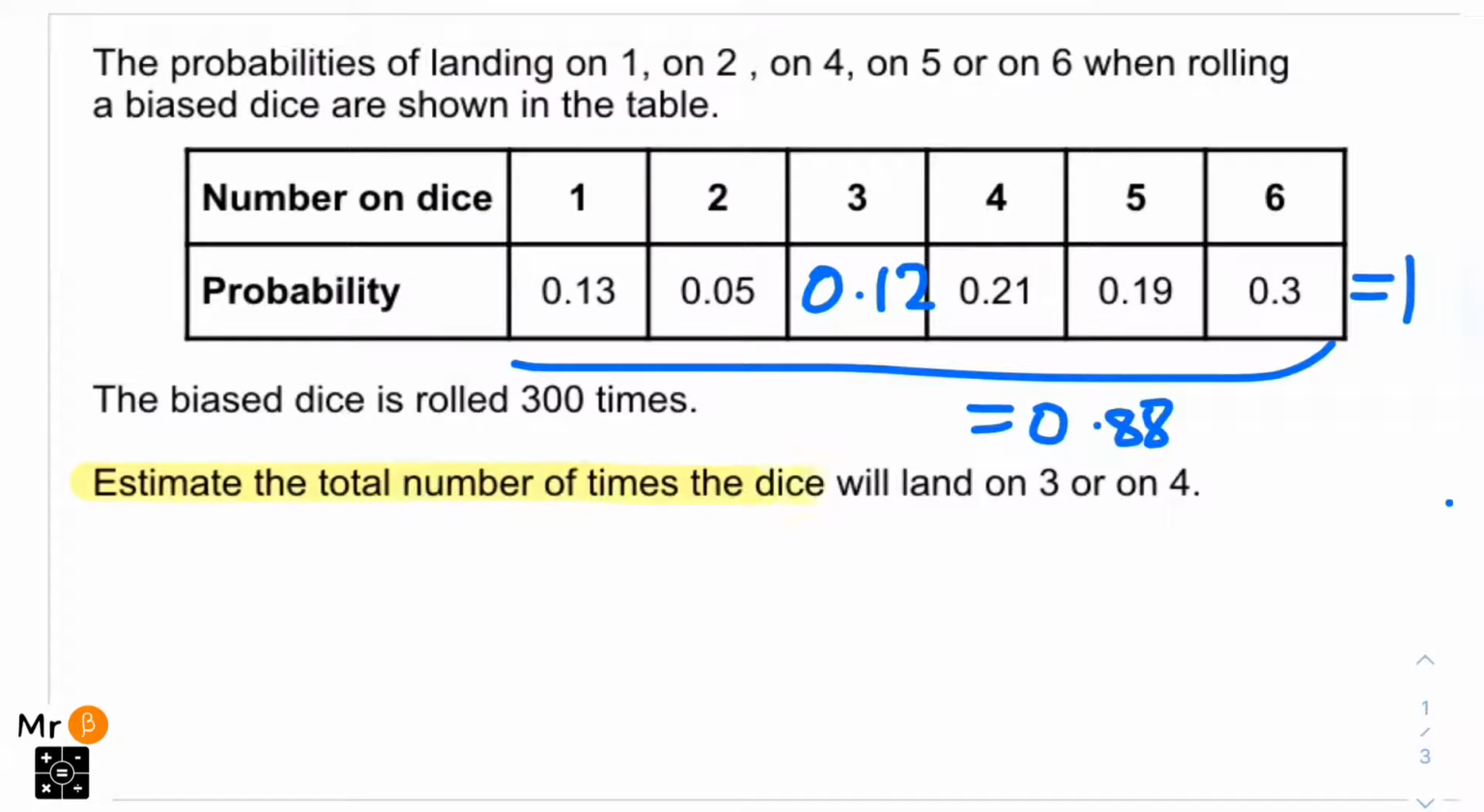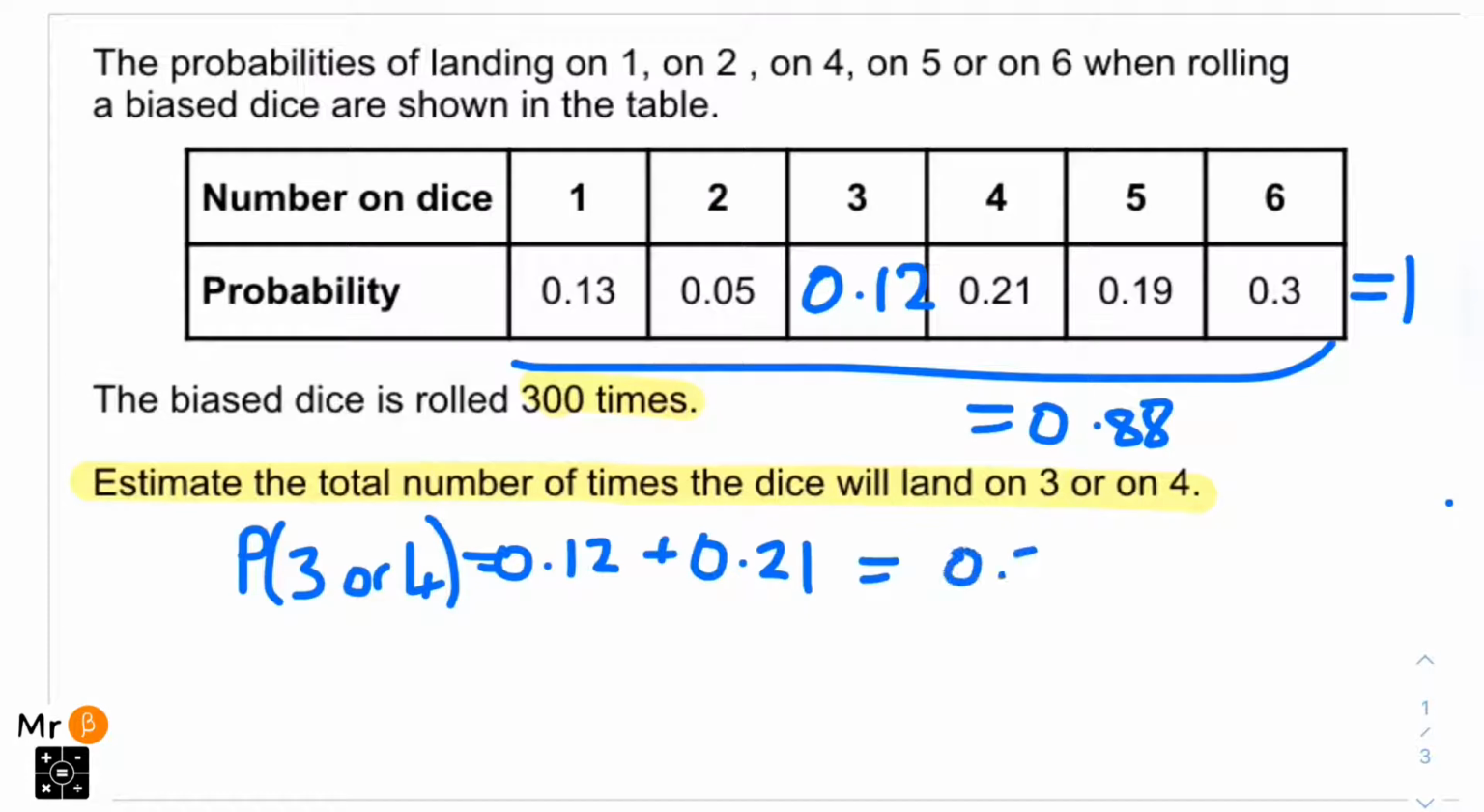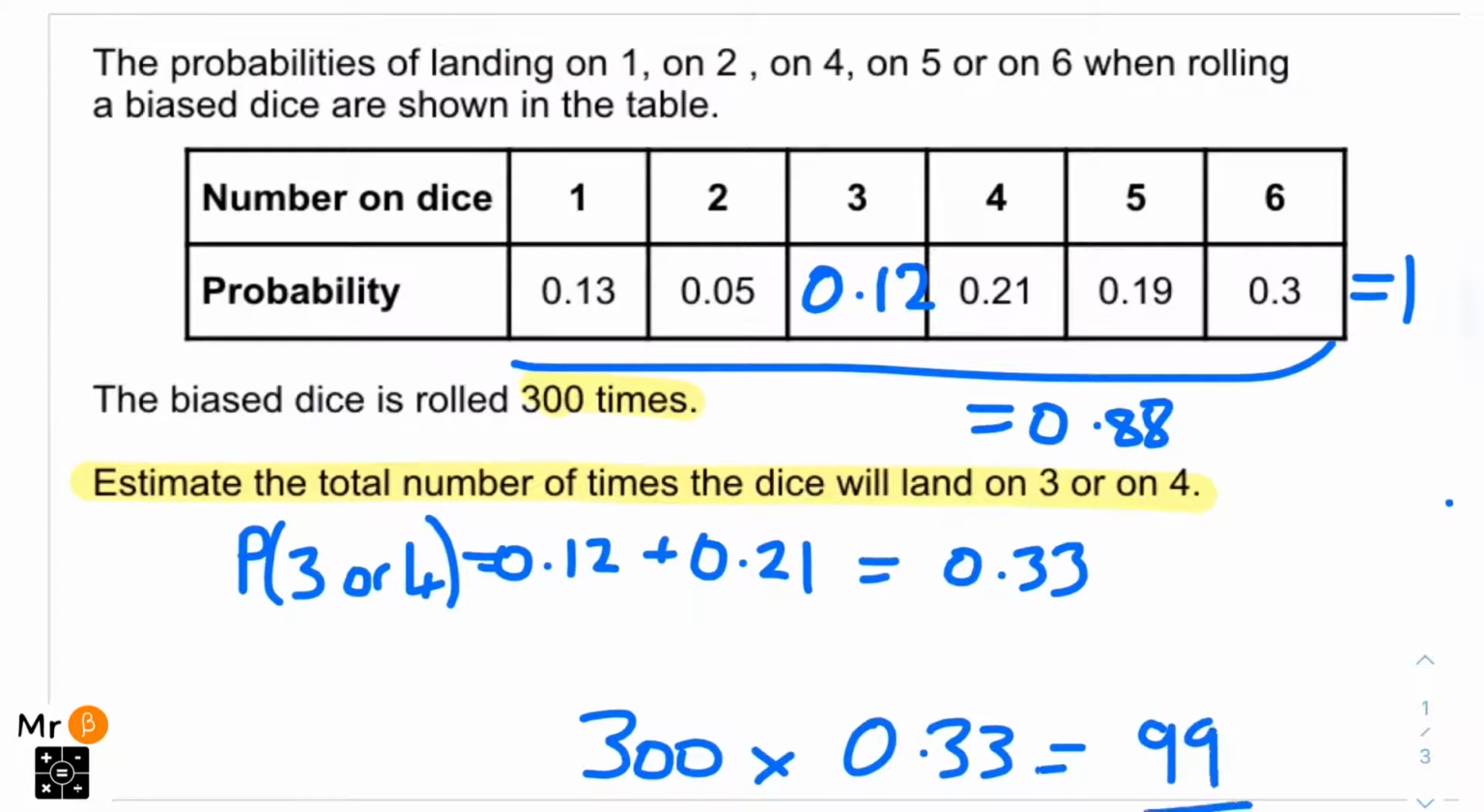It wants us to estimate the total that it will land on a number 3 or a 4. So the probability of 3 or 4 is equal to 0.12 plus 0.21, which gives us our answer of 0.33. We know our number of trials is 300, times by our probability, and we get our final answer of 99.